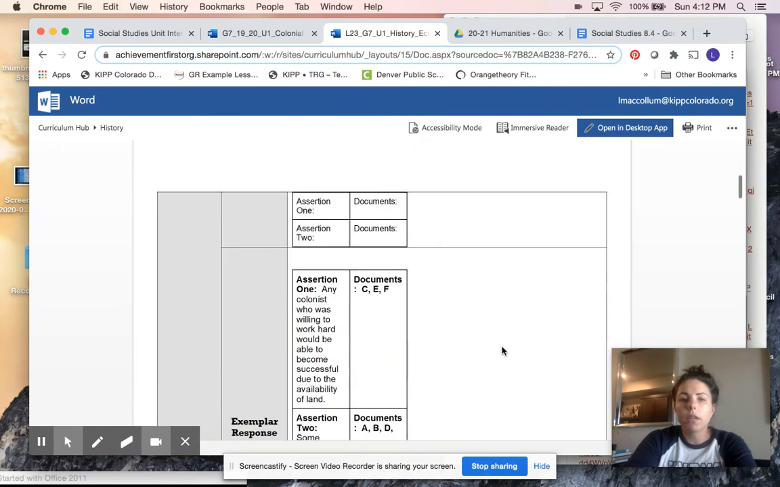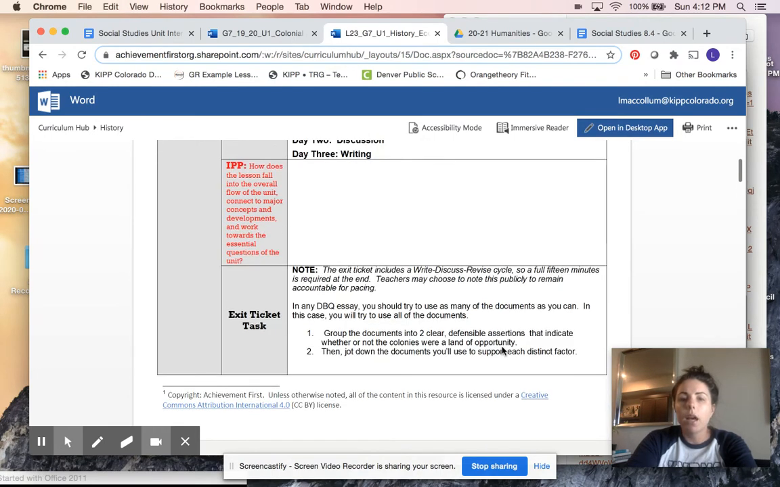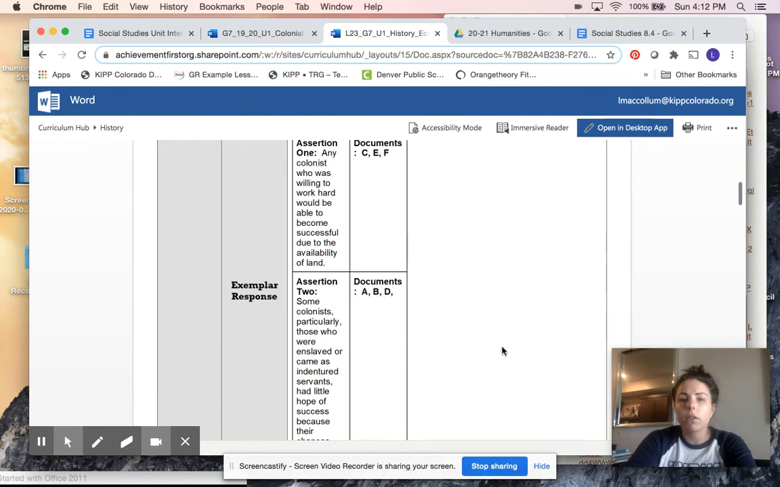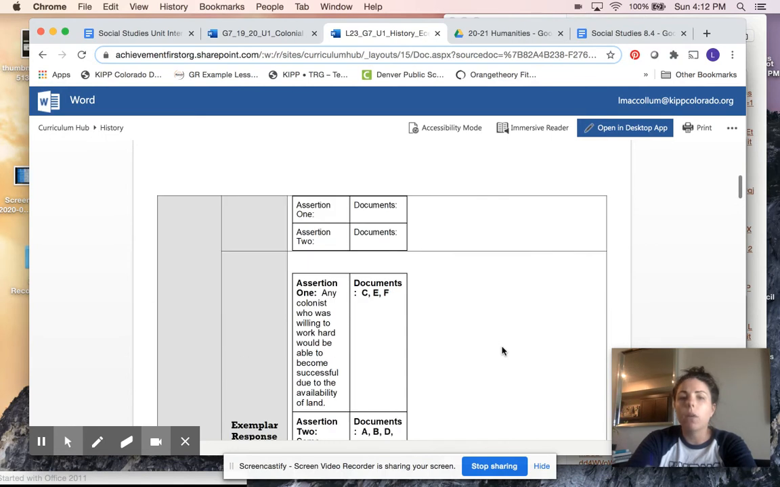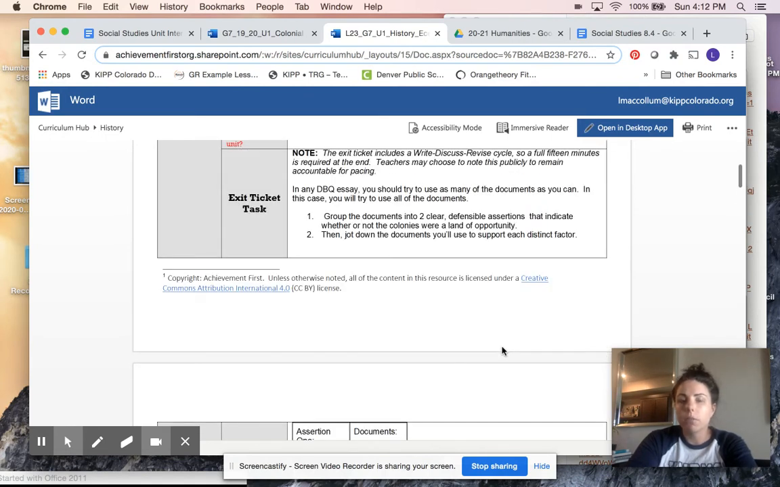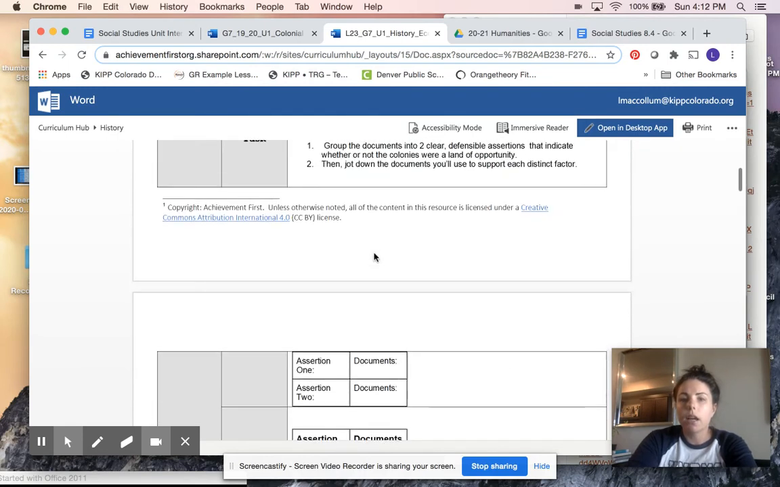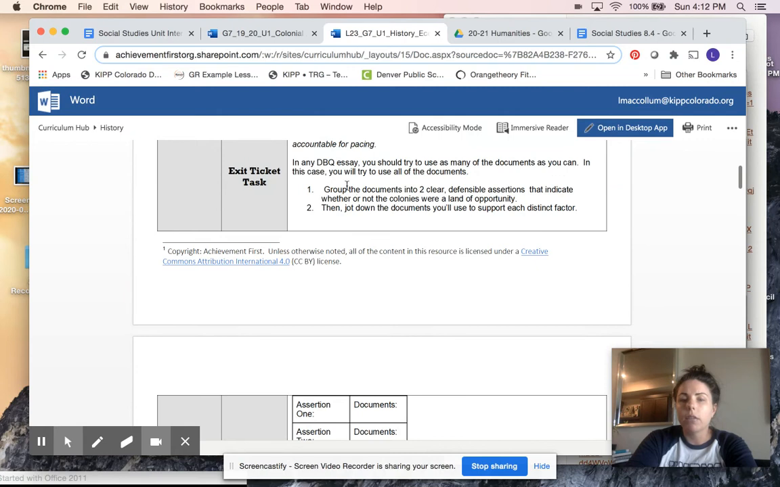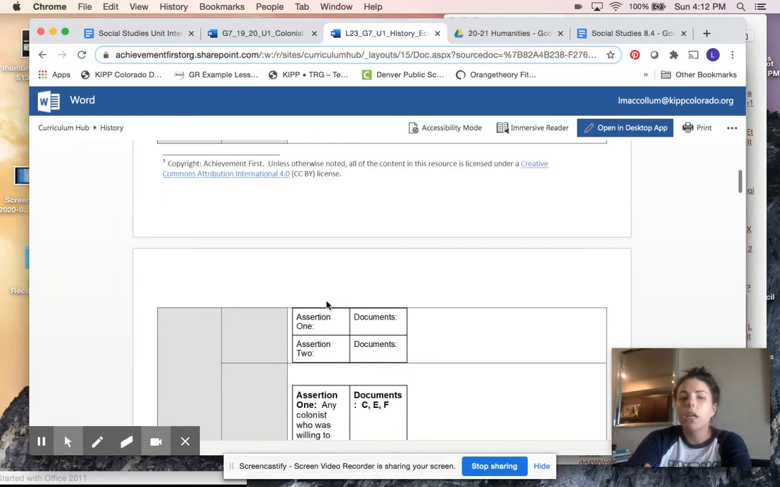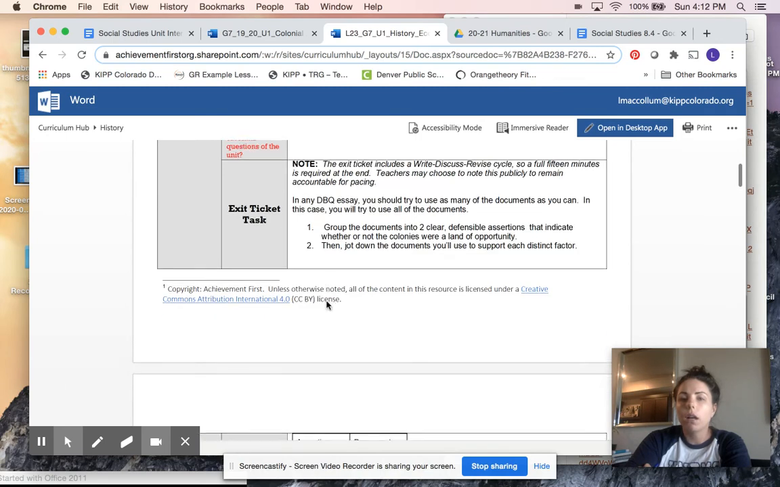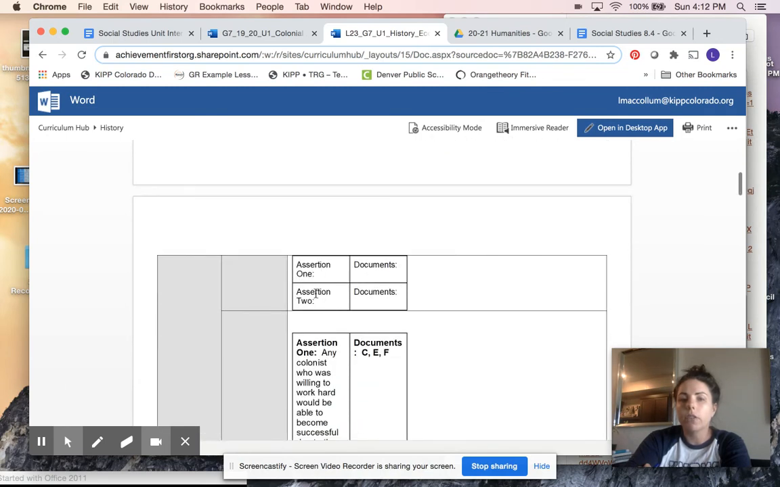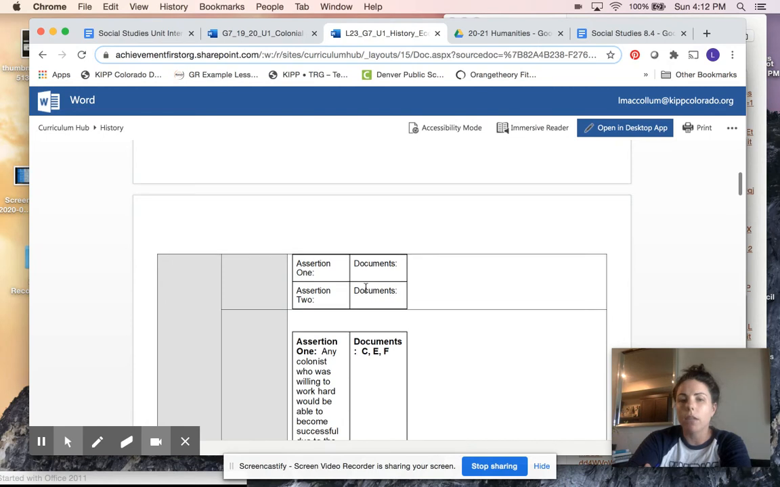I'm gonna go through here and I'm gonna work through and I'm gonna think about what do I need to do in order to be successful on this? So it looks like the assertion there, the exit ticket, group the documents into 2 clear defensible assertions that indicate whether or not the colonies were a land of opportunity. Jot down the docs you'll use to support. So the kiddos need to create 2 different assertions and then which documents help them out.